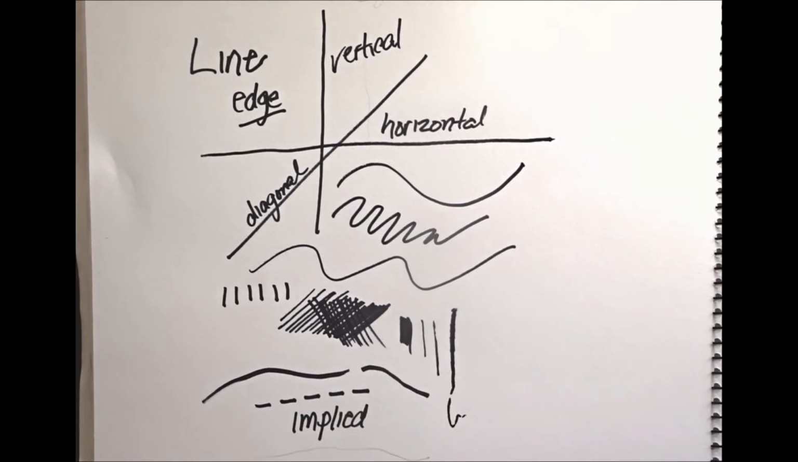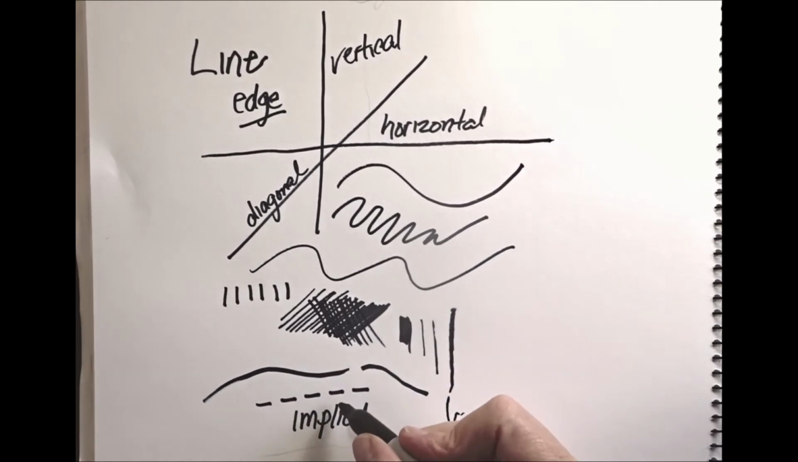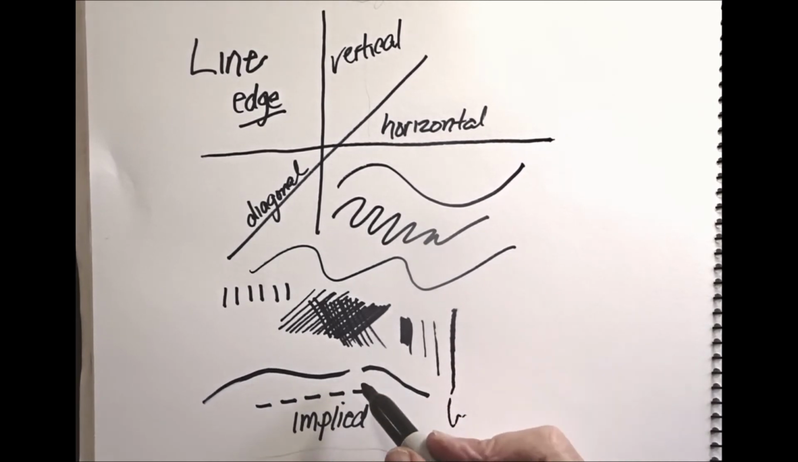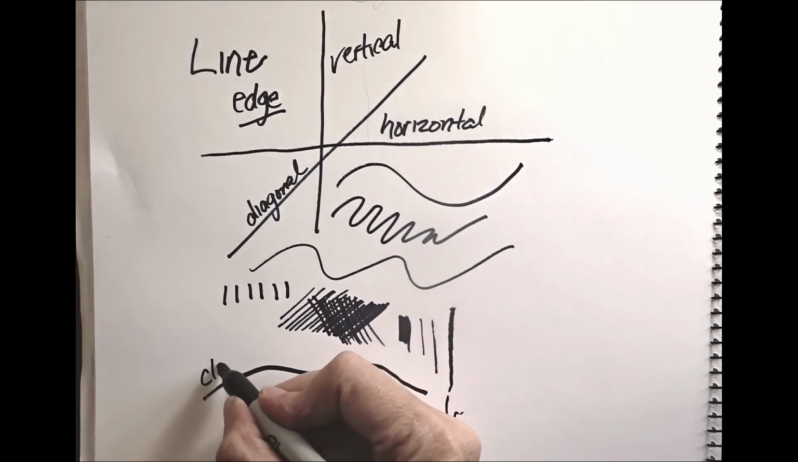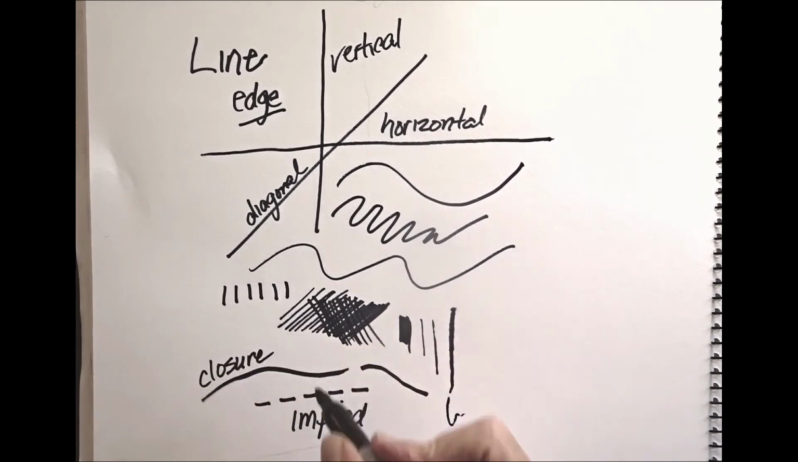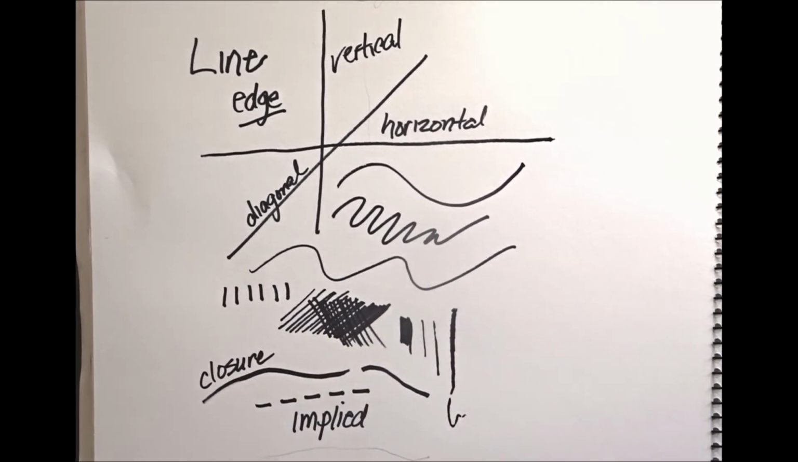We'll look at an implied line in a piece of art, meaning it's implied that it's there, but it's not really there. Our brain finishes it. Another art word for that is closure. I like that word a little better because our brain closes it. It creates closure or it closes it up for us. So we have a lot of different kinds of lines.